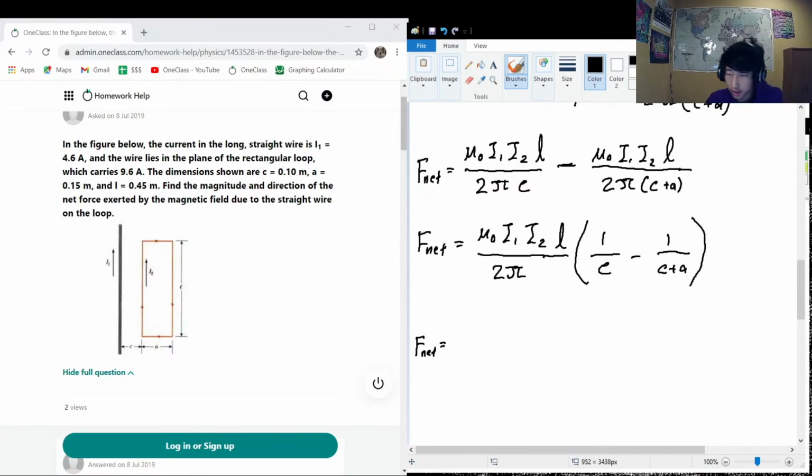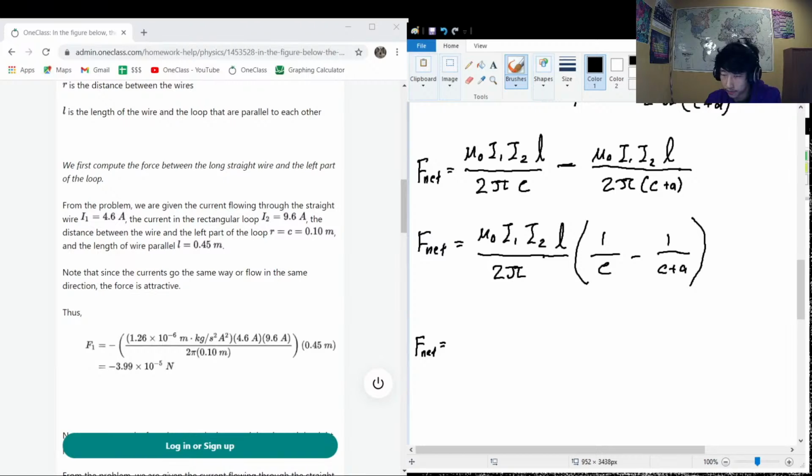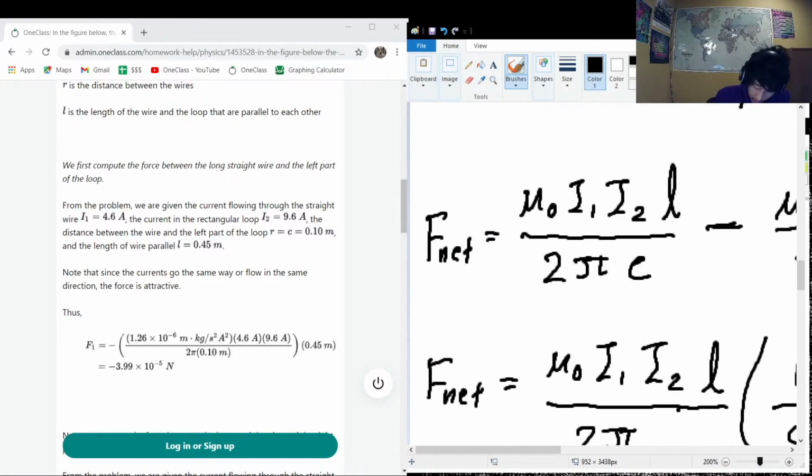So mu naught here we have as 1.26 times 10 to the negative 6. We're not going to worry about units because I trust that the algebra is all good, and the units will make this quite long to write. I1 is 4.6 amps. I2 is 9.6 amps.